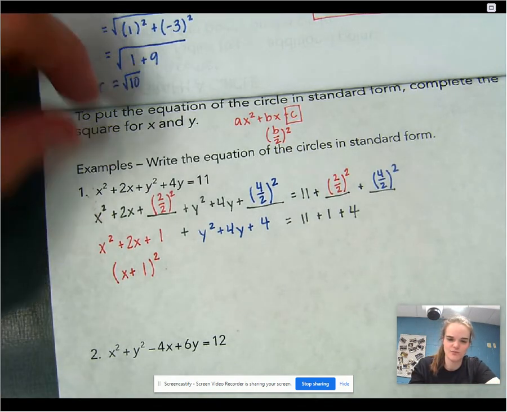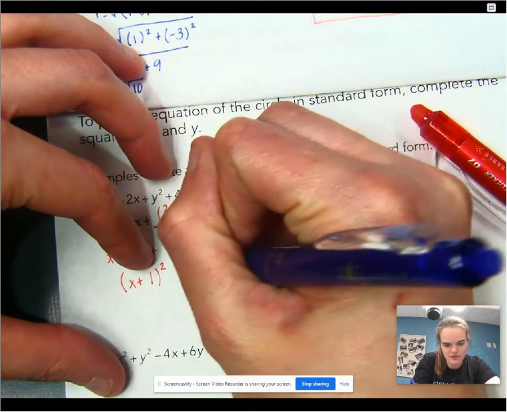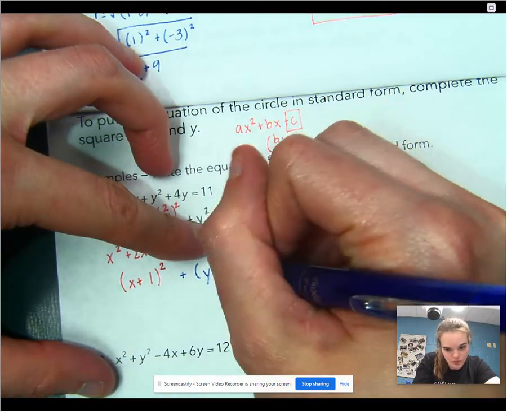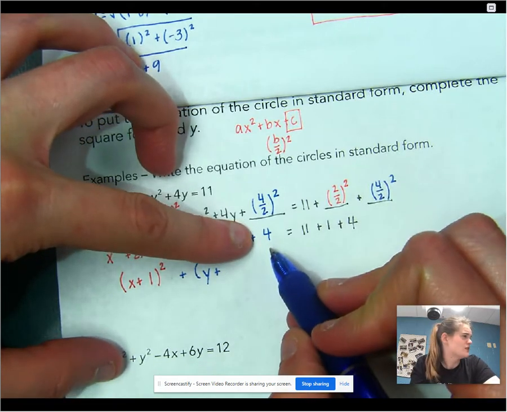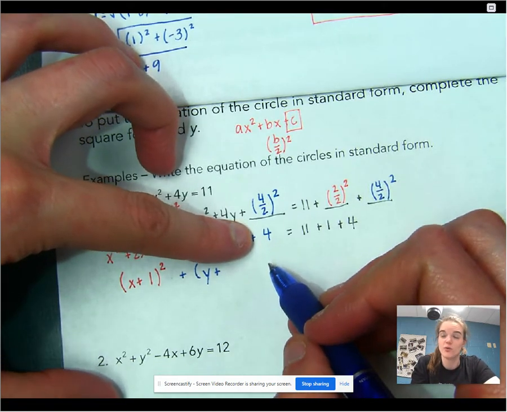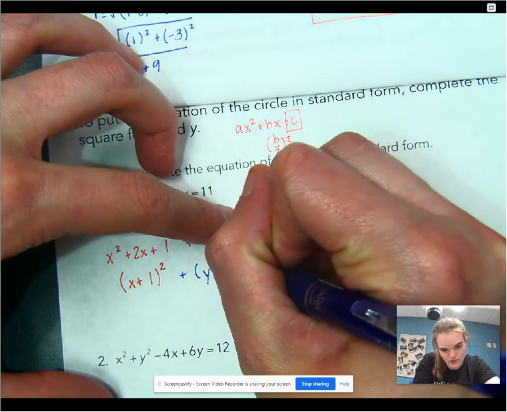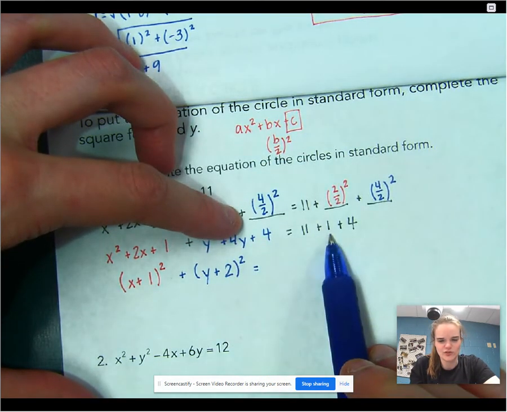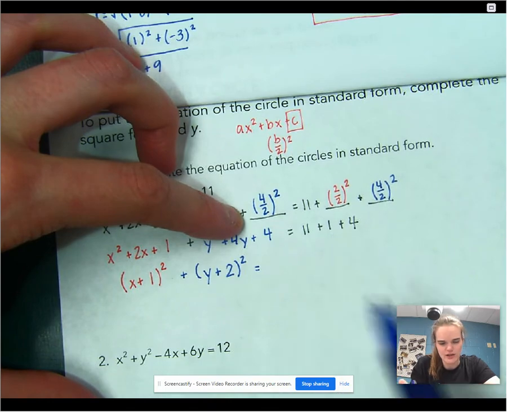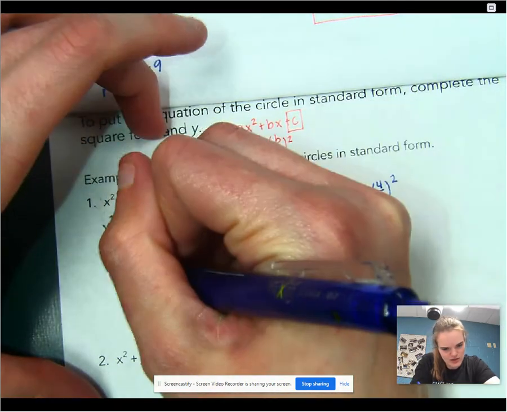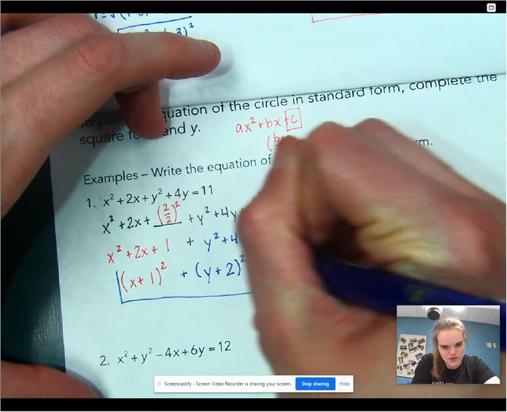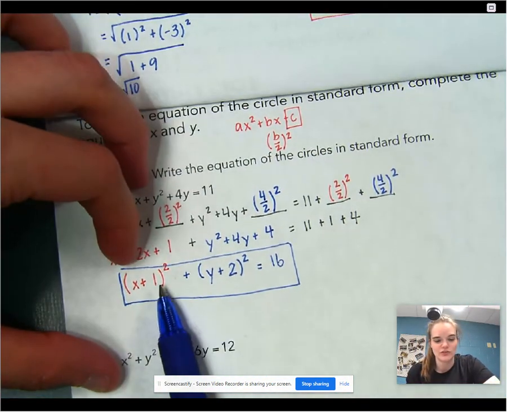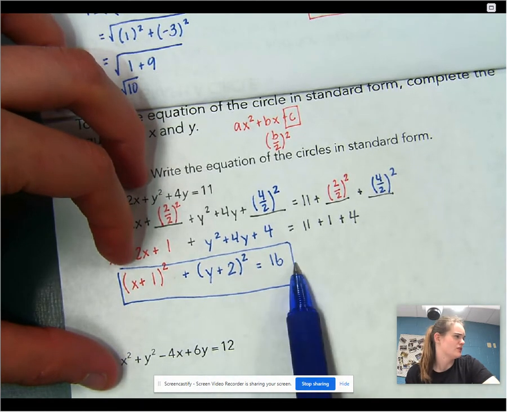Okay, now, plus y. This is positive, so plus. I'm going to take the square root of 4, so the square root of 4 is 2, and that goes here. Now, 11 plus 1 is 12, plus 4 is 16. Here is the equation of my circle in standard form. I couldn't even pick out the center. The center is -1, -2. The radius is 4.